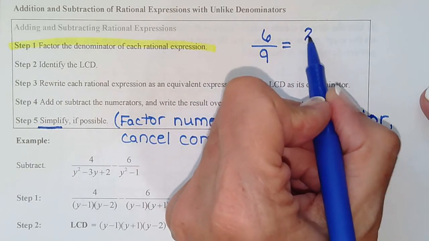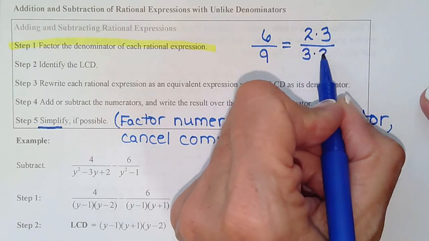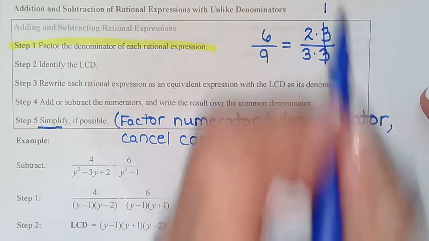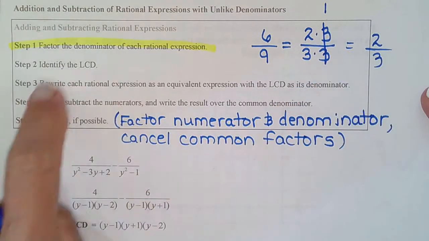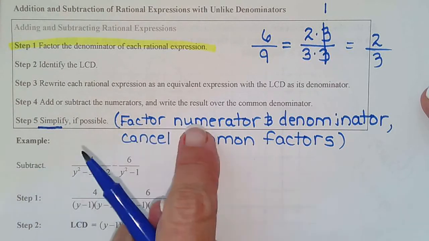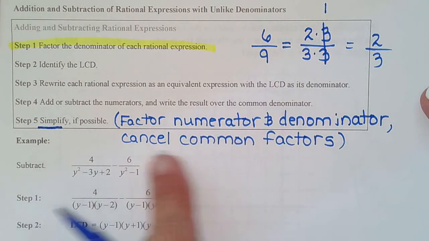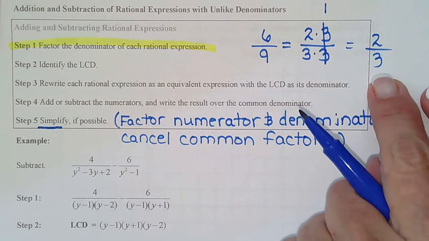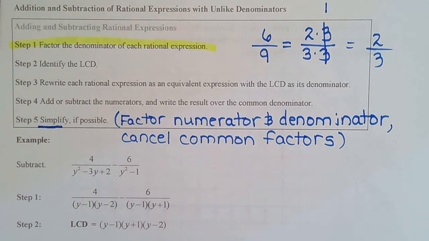If we factor 6, we get 2 times 3. If we factor 9, we get 3 times 3. 3 over 3 is 1. So it simplifies to 2/3. That's exactly what this says. Factor numerator, we did. Factor the denominator, we did. Cancel common factors, there's our simplified answer. So we do the same thing with regular fractions. We're just now going to do it with our new rational expressions.